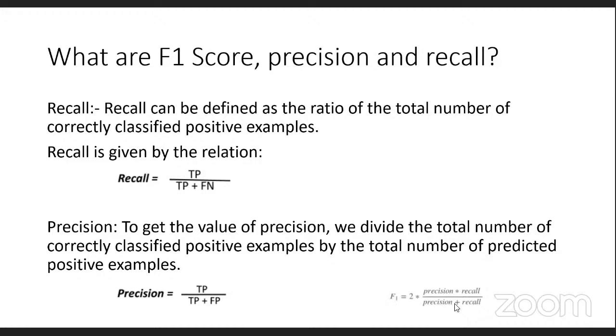The F1 score formula is twice precision into recall divided by precision plus recall. The F1 score ranges from 0 to 1. If it is nearer to 1, then the model is working fine, it is a very good model. Okay, am I clear?